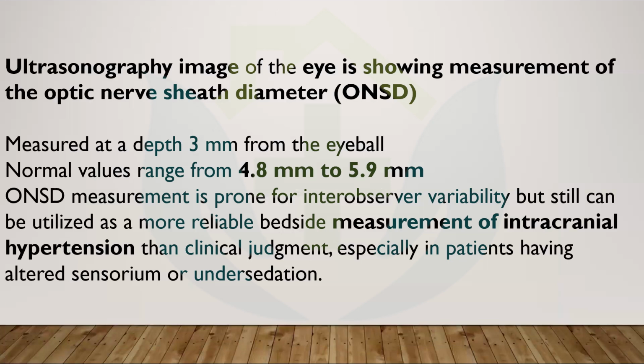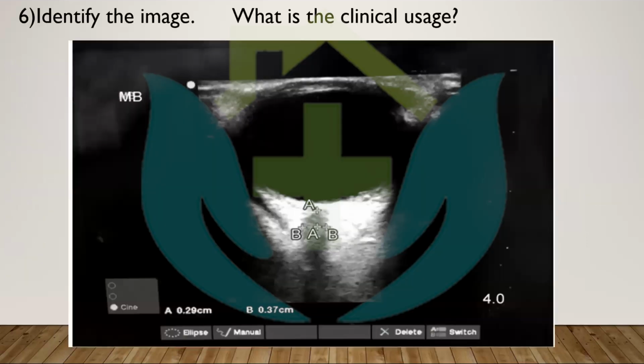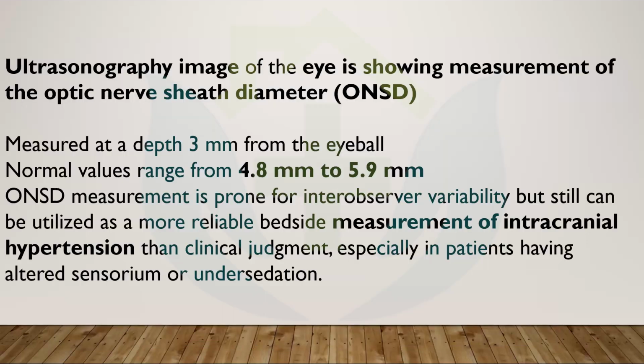It is prone to inter-observer variability, but still can be utilized as a more reliable bedside measurement of intracranial hypertension than clinical judgment, especially in patients having altered sensorium or under sedation. Okay, you can see the image again. This is typical of optic nerve sheath diameter calculation. It gives us an approximate idea of what the intracranial pressure is, whether there is any intracranial hypertension or raised ICP.